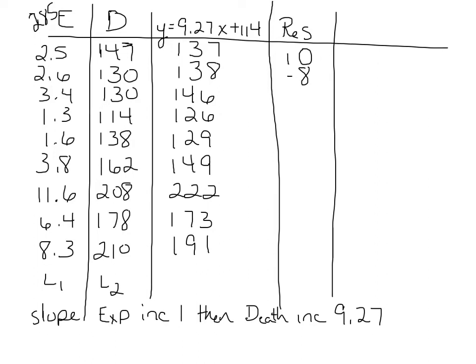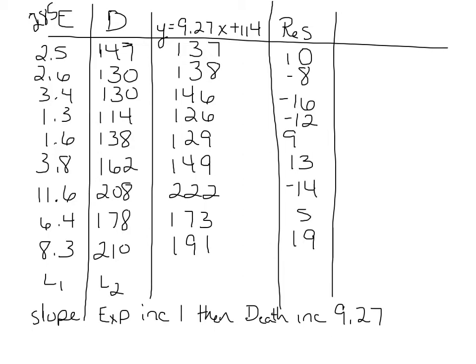Now, if it's positive, then the actual point is above the line. If the residual is negative, the actual point is below the line. And the residual is the length or the distance between the point and your predicted line if you had a graph. Continue that procedure to fill in the residual column.